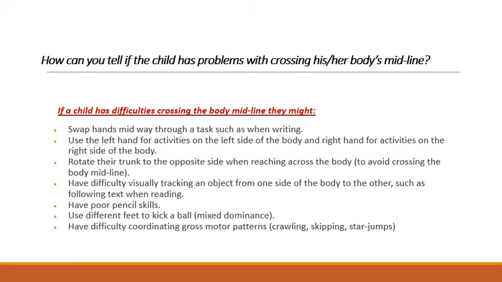They may rotate their trunk to the opposite side when reaching across the body to avoid crossing the midline. Have difficulty visually tracking an object on one side of the body, such as following text when reading. Have poor pencil skills. Use different feet to kick a ball. Have difficulty coordinating gross motor patterns.